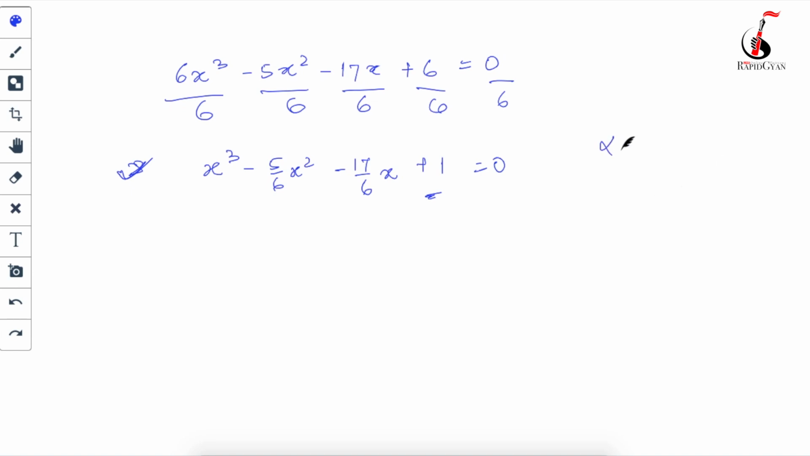Meaning, if you multiply alpha, beta and gamma, it should be equal to... no, forget about the roots. I am saying those three numbers are x, y and z. If I multiply x into y into z, I should get 1, and if I add x plus y plus z, I should get minus 5 by 6. So you will have to find those three numbers.